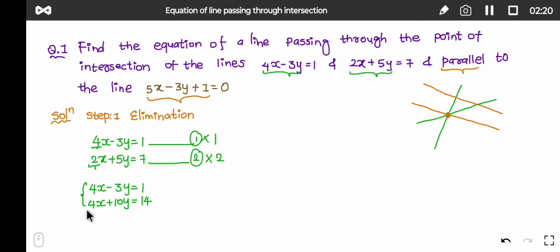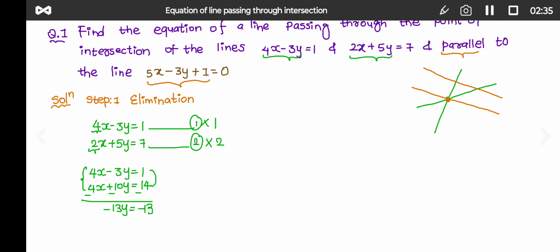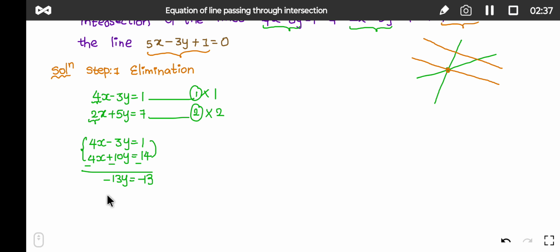So now the coefficient of x is the same. If we change the signs, 4x and 4x will get cancelled. Minus 3y minus 10y, which is minus 13y, is equal to 1 minus 14, which is minus 13. So y is equal to minus 13 upon minus 13, which is 1. So we got the value of y. Now let us put y is equal to 1 in equation number 1.